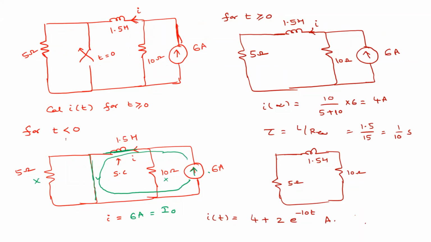So this is for t less than 0 and this is for t greater than 0. In t less than 0, there is no current through the 10 ohm resistor. So now the equations are changed, right? This is for t greater than 0. Now the current flowing through the 10 ohm resistor. Yes, sir. Got it.